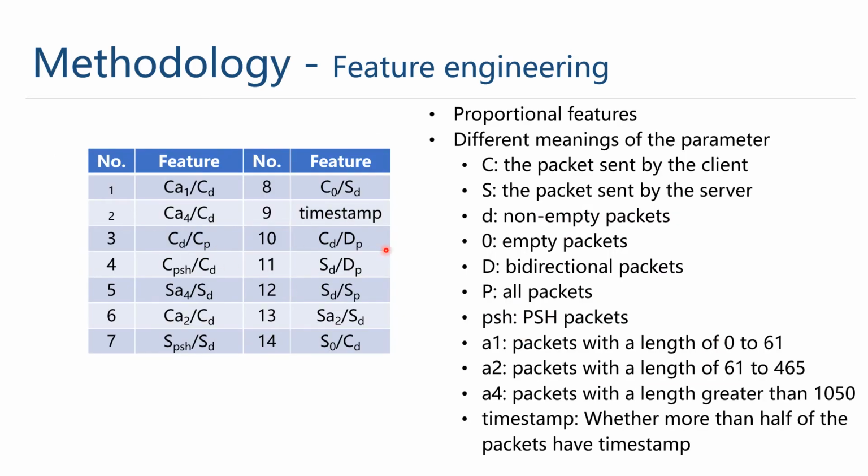Finally, we get 14 features, and they are all proportional features. To calculate the value of the features, only 12 statistics need to be recorded, and we use the random forest algorithm in Python with the default settings to build the model.